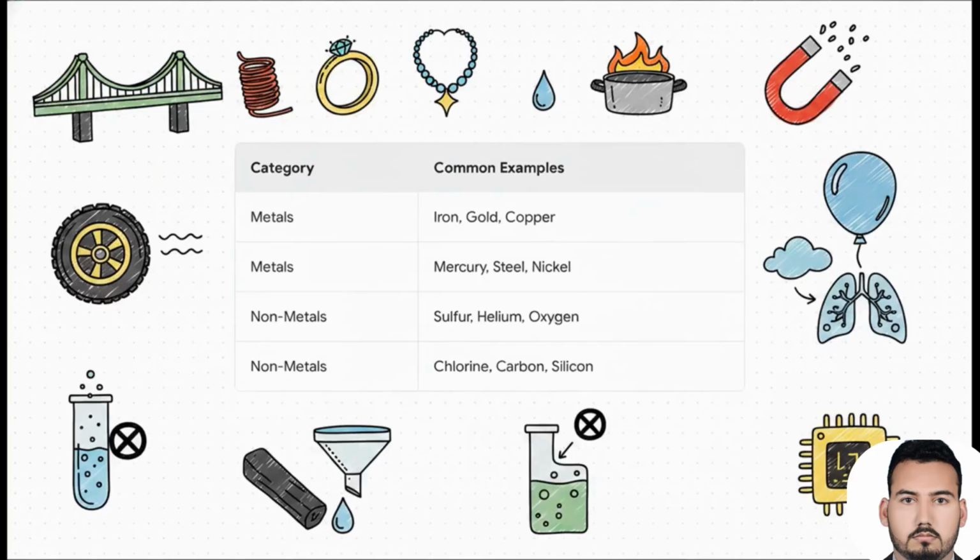And to totally round out your study guide, here is a consolidated list of the real-world examples we pulled directly from the source material today. For metals, we covered iron for bridges, gold for jewelry, ductile copper, liquid mercury, heat-conducting steel, and magnetic nickel and cobalt. For nonmetals, we saw sulfur for rubber, floating helium, breathable oxygen, bacteria-killing chlorine, as well as carbon, which we use to purify water, and silicon, which is literally essential for making the computer chips inside your devices.